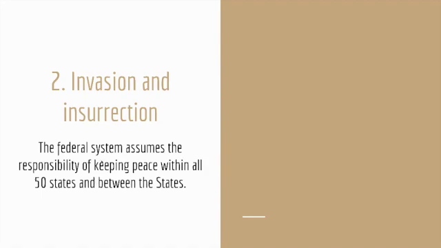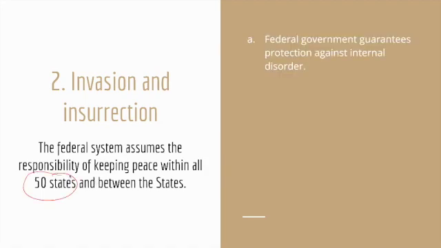Invasion and insurrection. So they basically have to protect all 50 states from anything foreign, but also from each other. So you have internal disorder, and that's one of the biggest things when we're looking at a lot of current events. The federal government has an important obligation to make sure that states are experiencing internal order, peace and stability. So that means that they can use federal force in rare events.